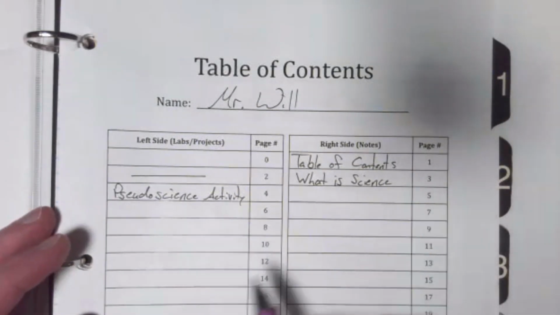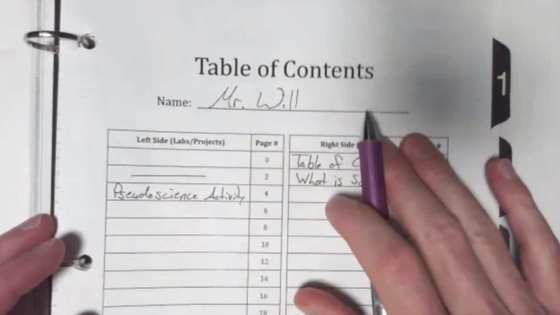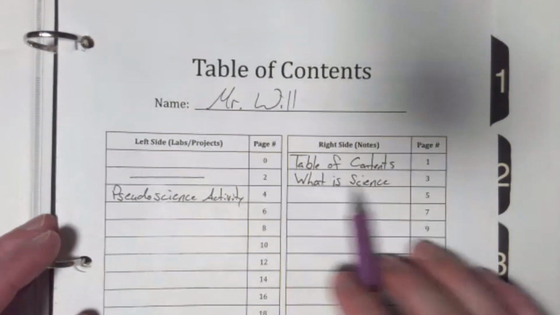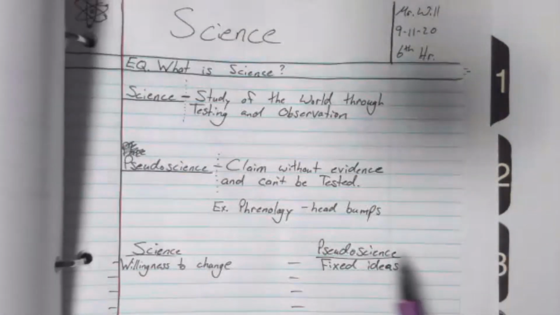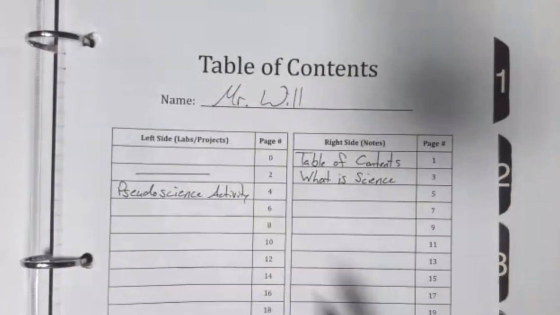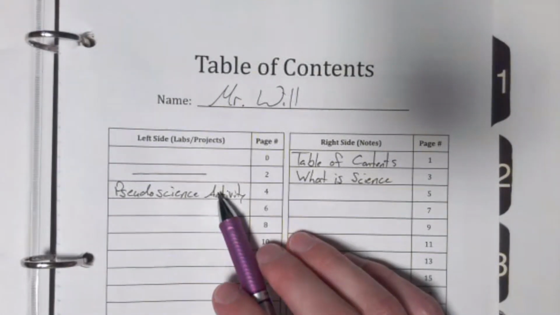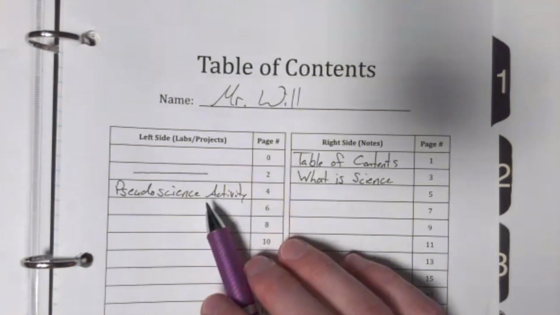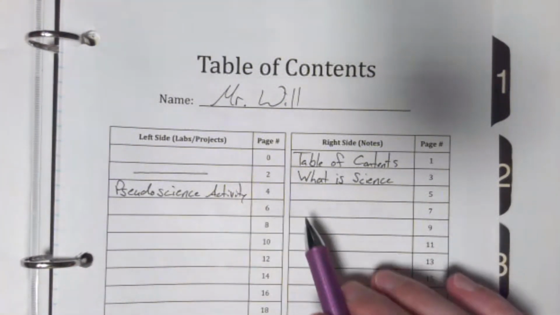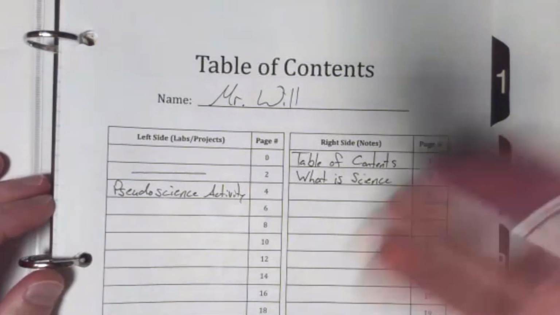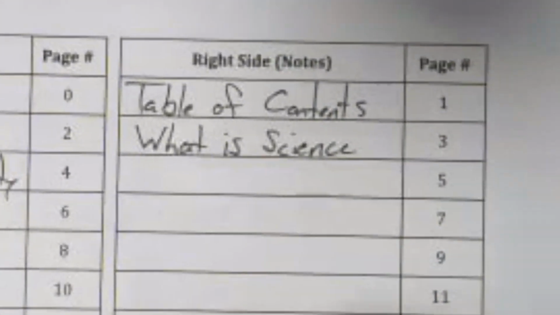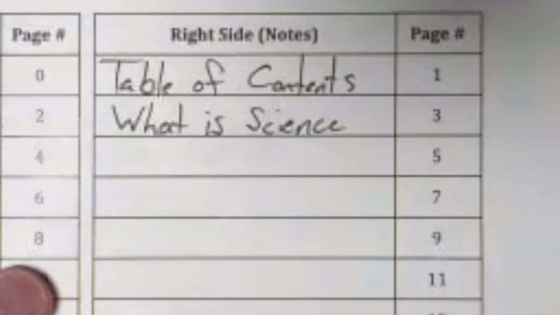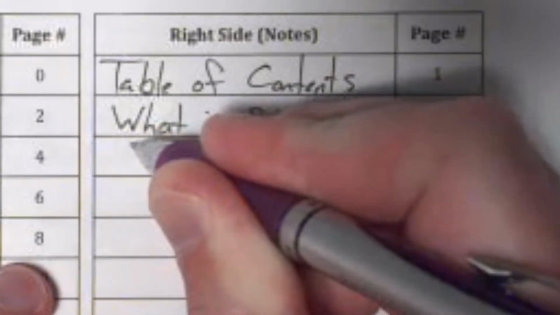Hey everyone, we are going to continue adding to our table of contents as we add notes. So we did our What is Science notes, so those should be here. And then we did our pseudoscience activity, which you guys actually did online, so we're not going to do anything with that anymore because that was supposed to be in class and you're supposed to draw a picture, but we're going to move on. Our next thing, page 5, is going to be the scientific method.